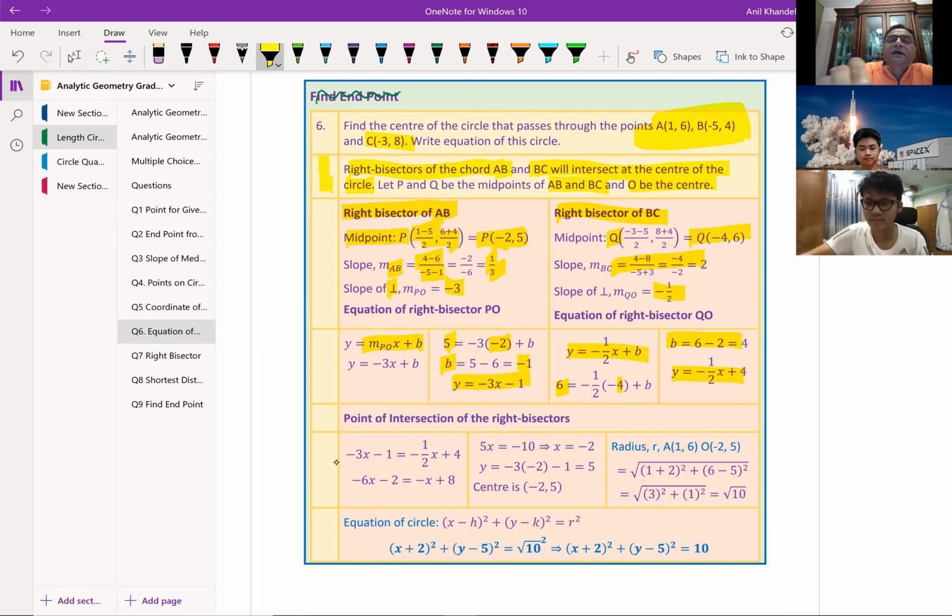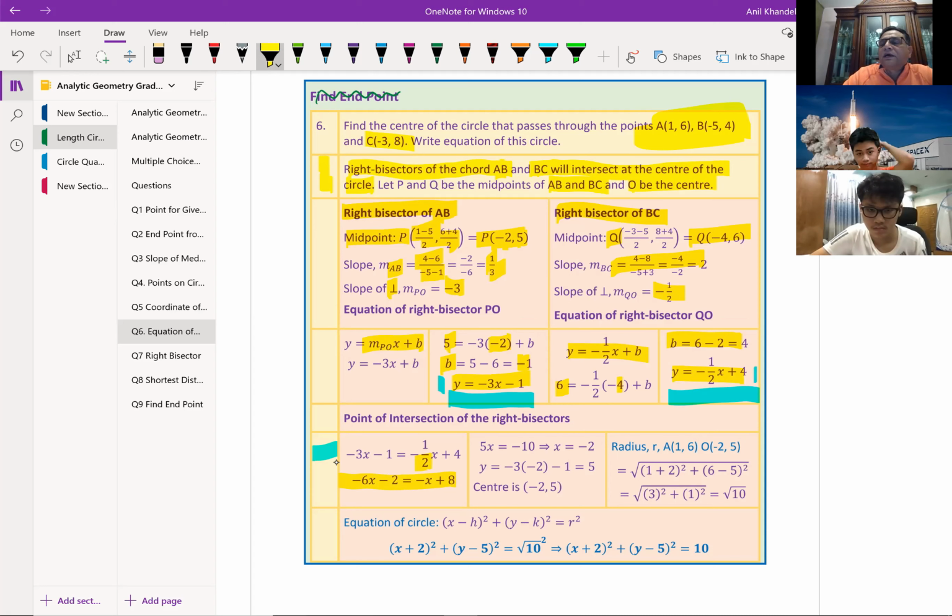Once you have both these lines, we have to find the point of intersection. A very important question from test point of view. So you substitute the value of y, and once you do that, you have -3x - 1 equals -1/2 x + 4. So we basically equated both these equations, and then we solve for x. Get rid of fractions, that is another strategy, correct? So what we did here is, since 2 is in the denominator, we multiplied every term by 2.